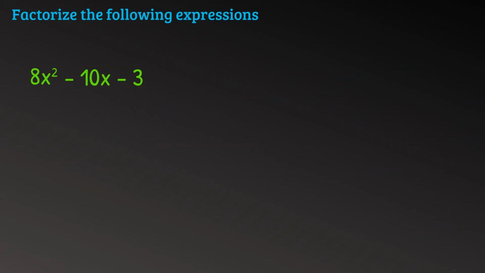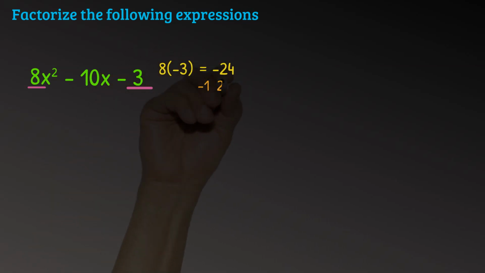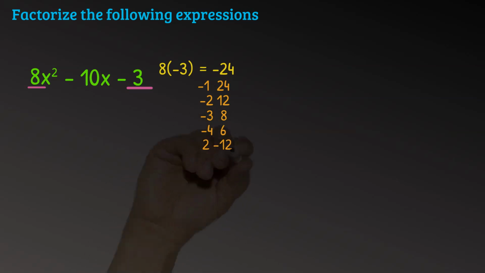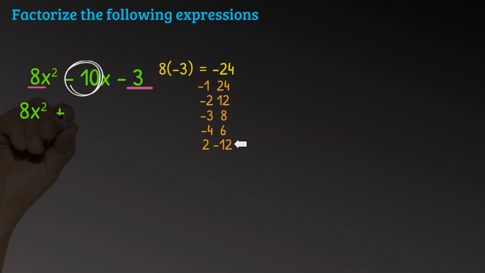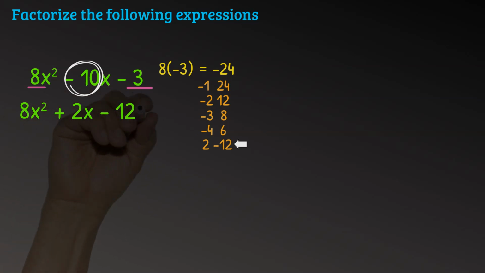In this expression, we start by multiplying 8 by minus 3, which gives us minus 24. And here are some pairs of numbers that multiply together to give us minus 24. But if we use 2 and minus 12, they also add together to give us minus 10. So we can rewrite the expression and replace the minus 10x with plus 2x minus 12x.